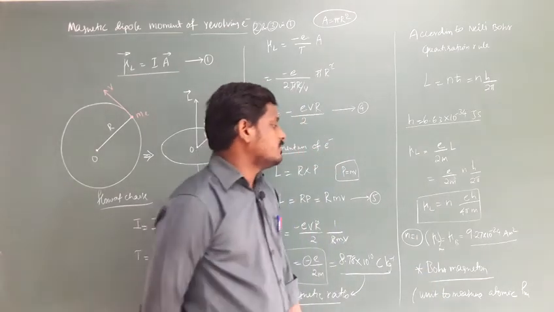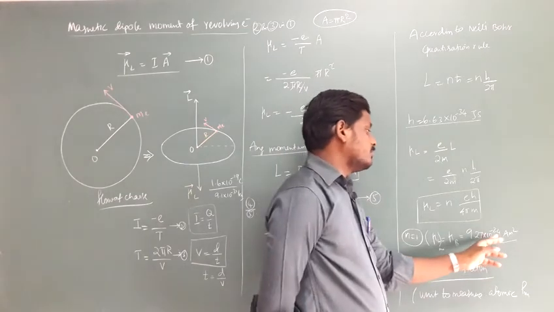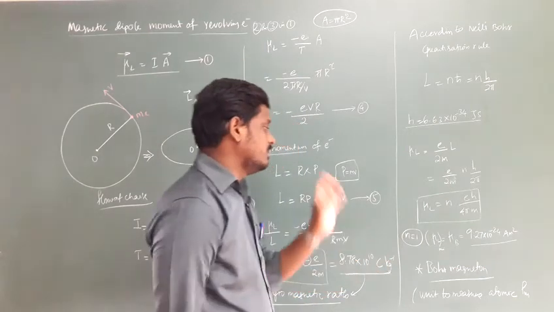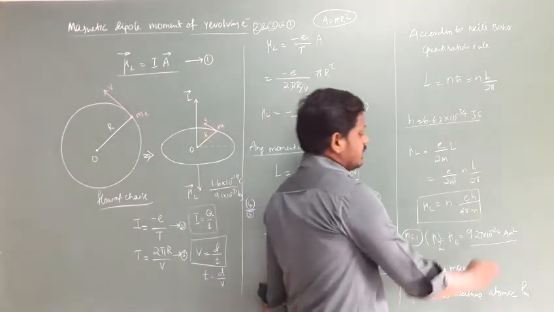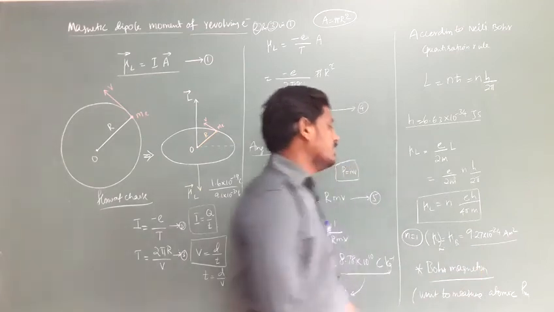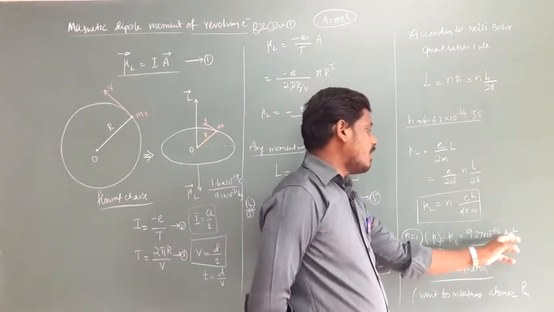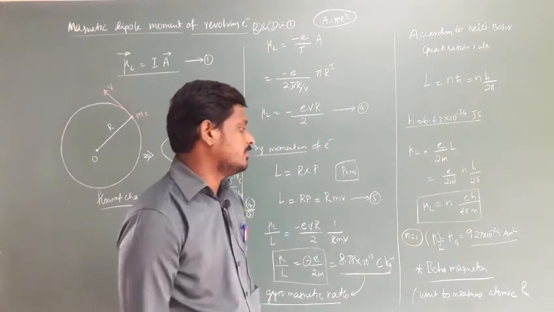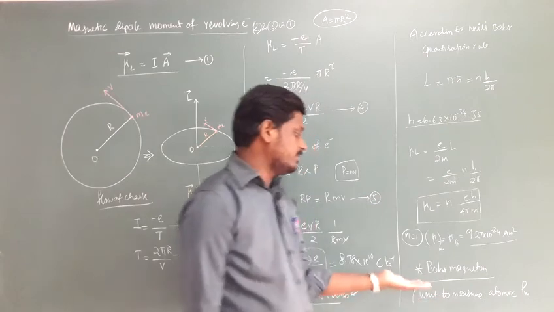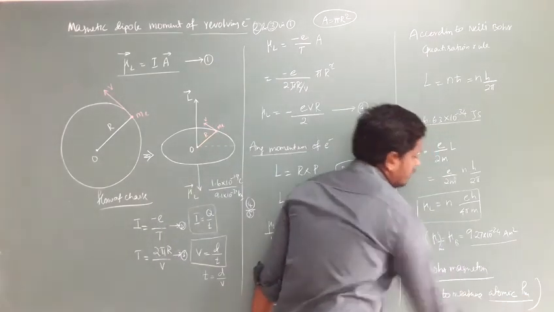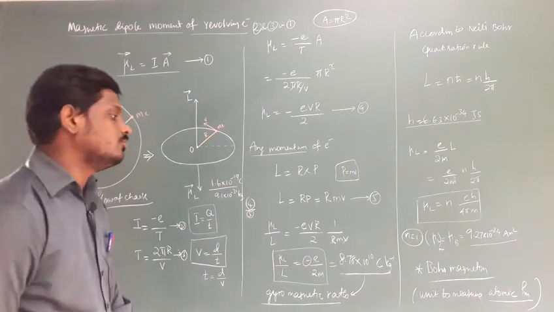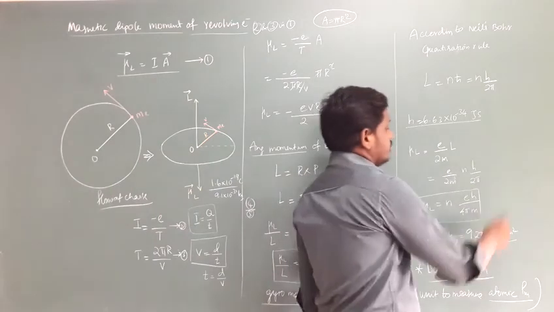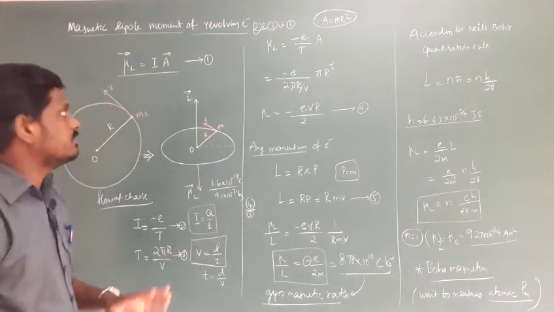So what is the value of the Bohr magneton? 9.27 into 10 power minus 24 ampere meter square, or joule Tesla power minus 1. Both units are frequently used. The Bohr magneton is the minimum value of the magnetic dipole moment, that is n equal to 1. It is a unit used to measure the atomic dipole moment. They may ask whatever they like, so many 1 mark questions, or even in 5 marks.